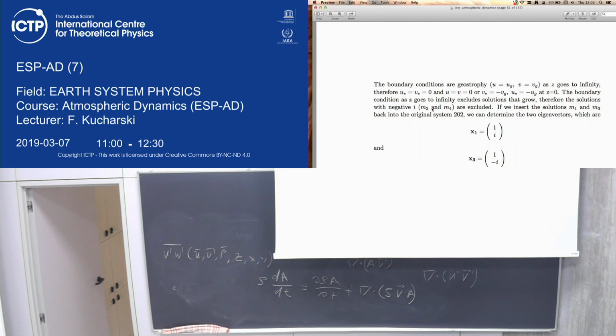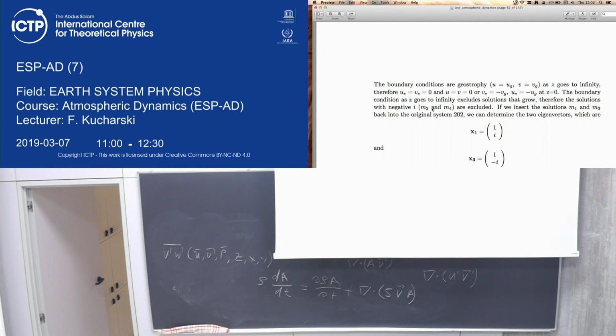That means we cannot allow the solutions that grow in the vertical direction, which are 2 of them. So we can ignore them. So the solutions that we can exclude because of this are the ones that grow in the vertical direction, which are m2 and m4. You can show this by inserting the values. So the only solutions that survive with the condition that we have a decaying solution in the vertical are m1 and m3 from the 4 solutions.